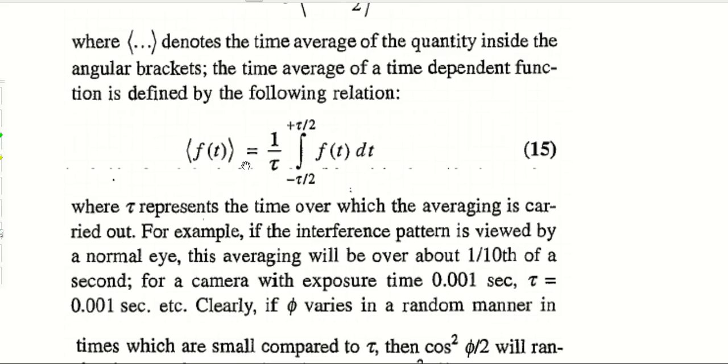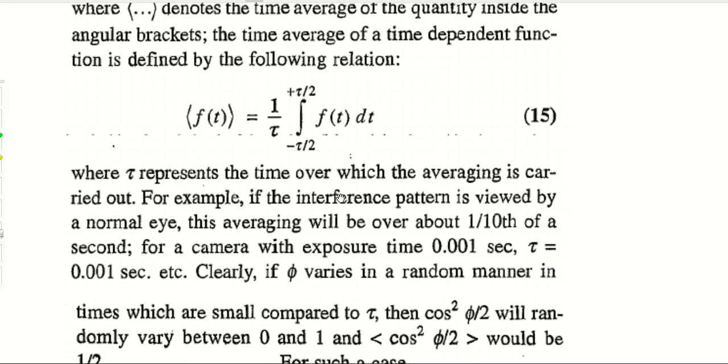So let us take an example of f(t), a function of time. The average value is 1 by tau times the integration from minus tau by 2 to plus tau by 2 of f(t) dt, which is a very well known mean formula. And here what is tau? Tau is the time over which you are averaging, that is the experimental time. So if you record the interference pattern, that is the resultant wave, with the naked eye, you will be able to see a frame for a time of 1/10 second. If two frames come within 1/10 second, we cannot distinguish them.